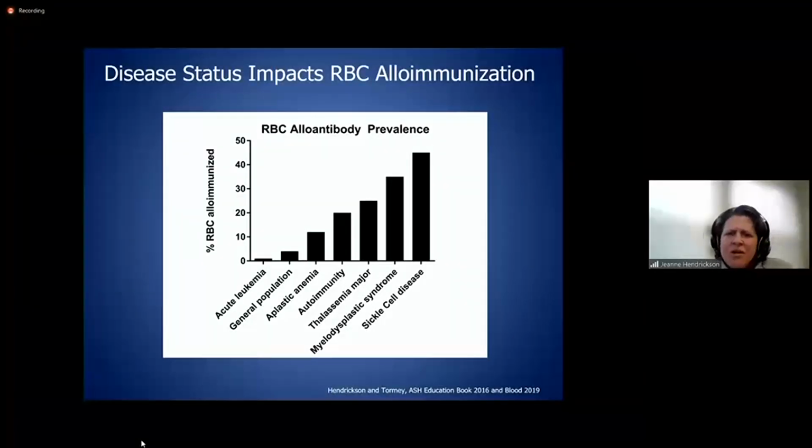This is just a slide that I put together, a composite slide of many prior publications. But sickle cell disease patients have the highest prevalence rates of red cell alloimmunization, followed by patients with myelodysplastic syndrome, thal major, and other autoimmune diseases such as lupus, rheumatoid arthritis, etc.